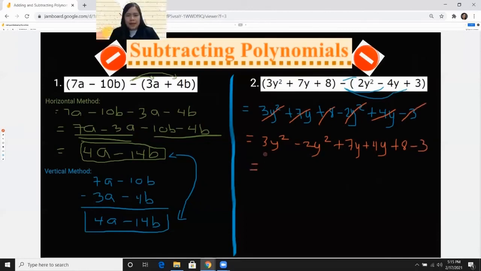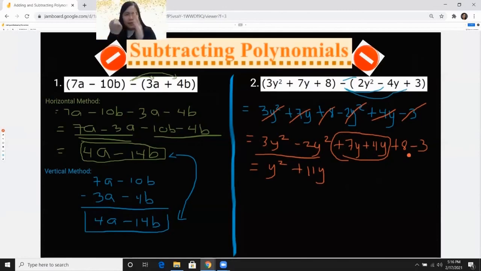Now we can combine like terms. This one, 3y squared minus 2y squared. So if we have 3 minus 2, we'll still have 1. 1y squared or simply y squared, because any number you multiply by 1, the answer is the number. So we can write 1y squared or y squared. And then we have 7y plus 4y, which is 11y. Then the last one, we have 8, taking away 3 or minus 3, you still have 5. So we have plus 5.